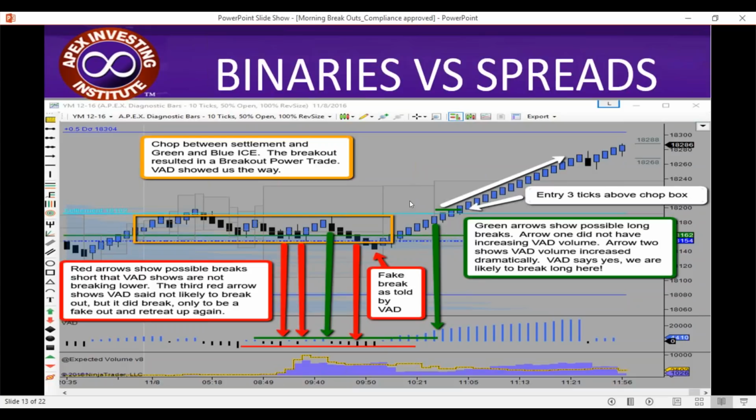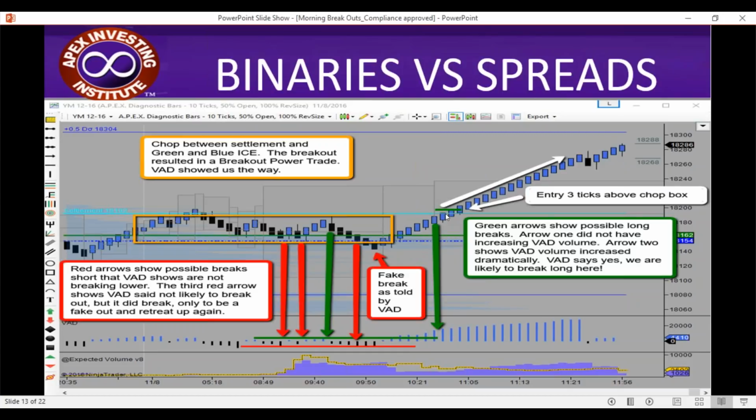So what could we have done here in this situation? Well, when we see this breakout of the level with the exceeding volume, I'd be looking to enter a long position when the market breaks just a few ticks above this box here. So what are my options here? Well, I could have taken a Nadex spread, all right? I could have taken a Nadex binary, either one.